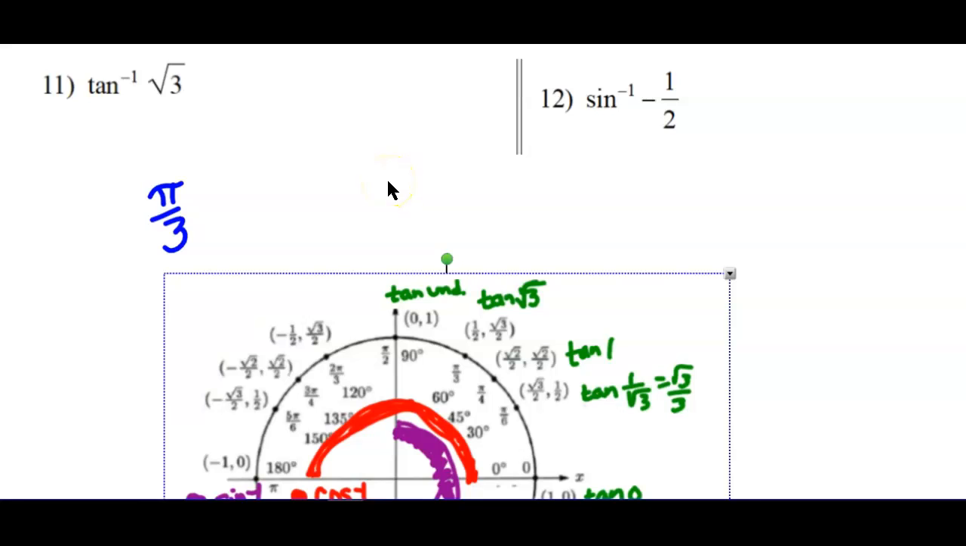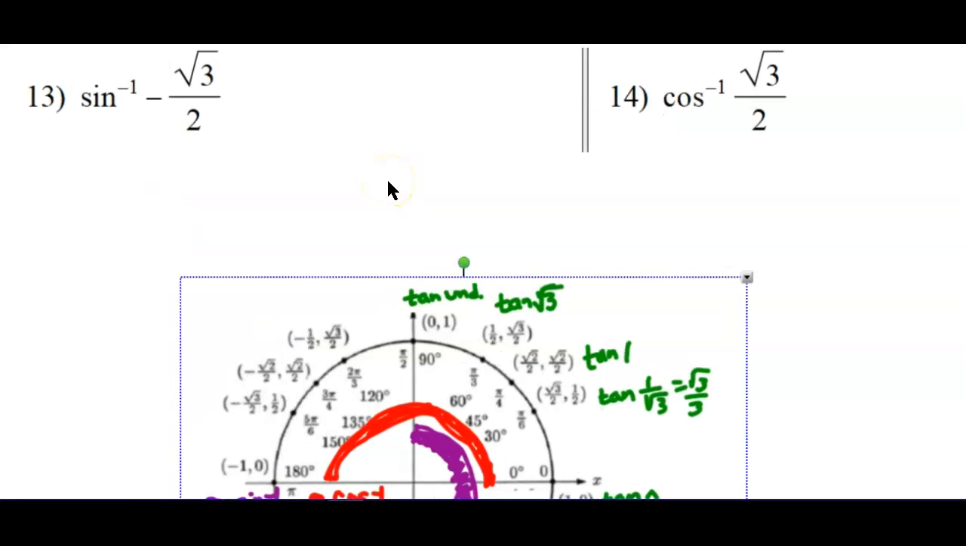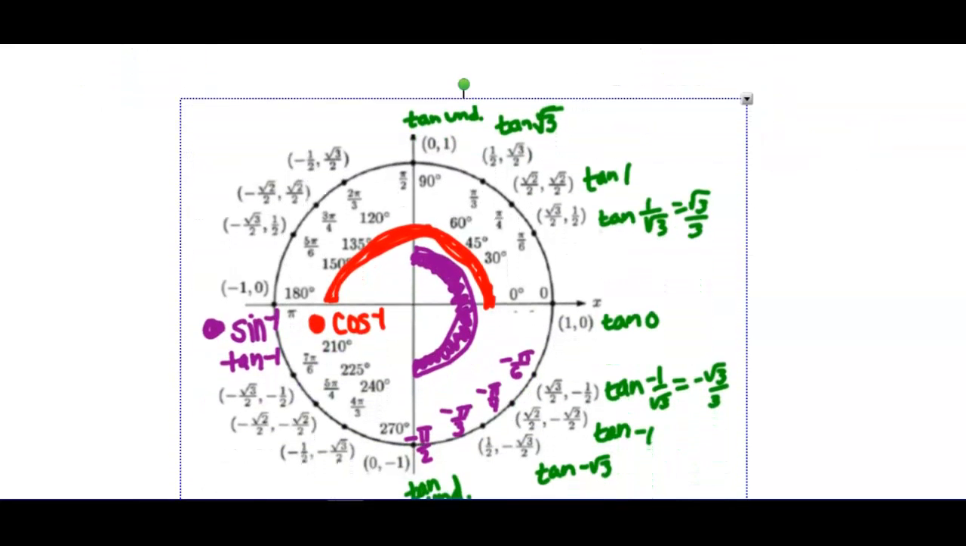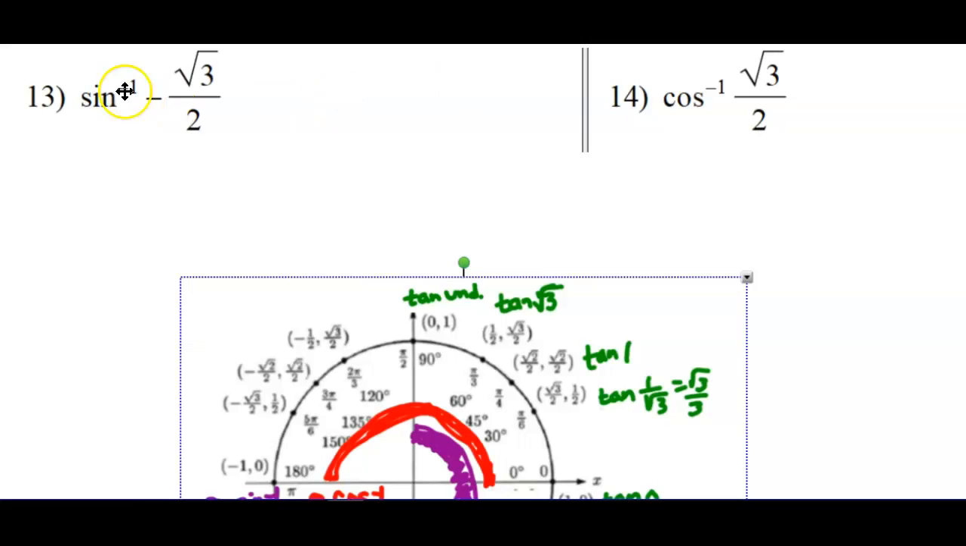You have to do the evens. Number 13 is, where is the sine negative square root of 3 over 2? The sine is the y coordinate. So that is happening way down here. Remember, for sine, we're looking in these two quadrants. So we have to answer negative pi over 3. We can't call that 5 pi over 3 because that doesn't fall in the restricted domain for inverse sine. So it was negative pi over 3.